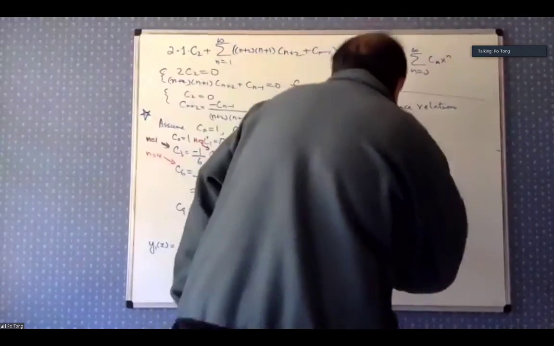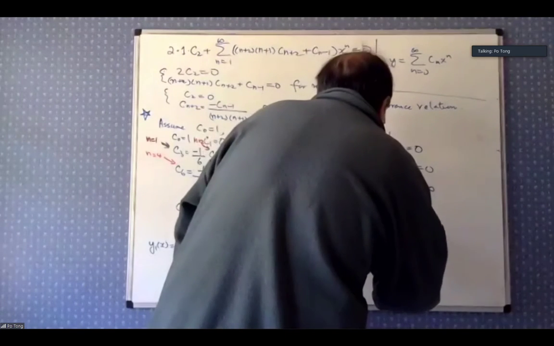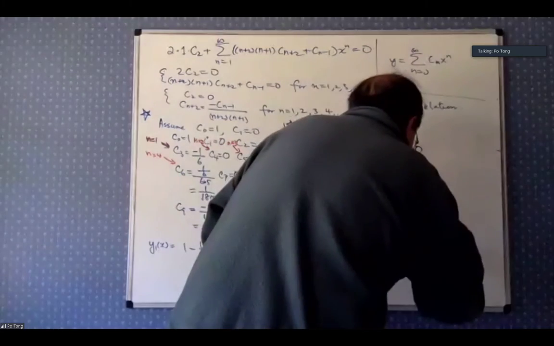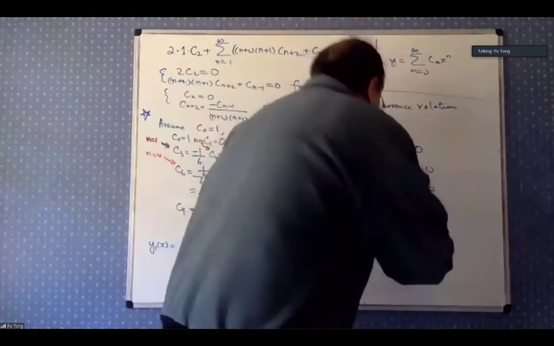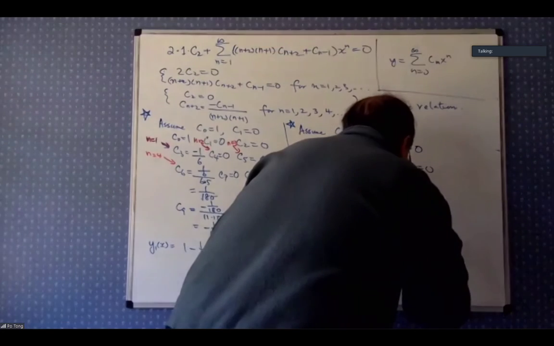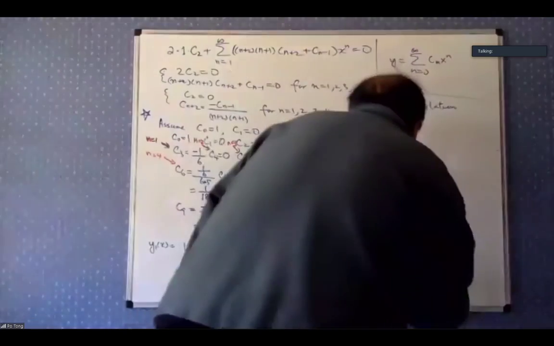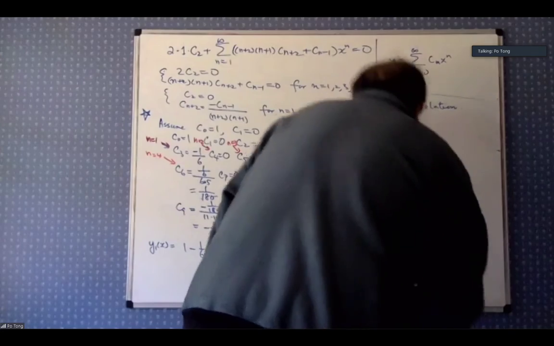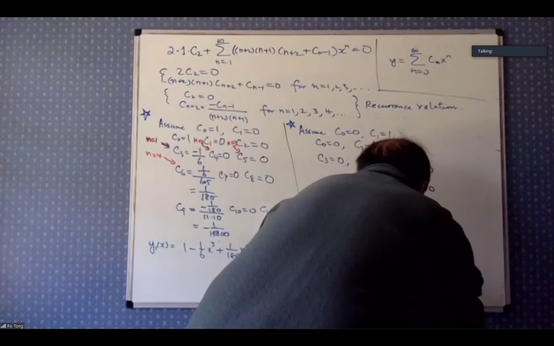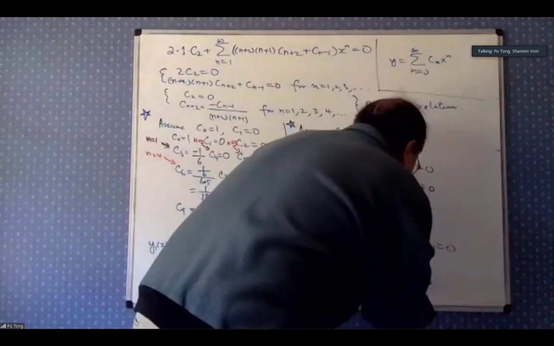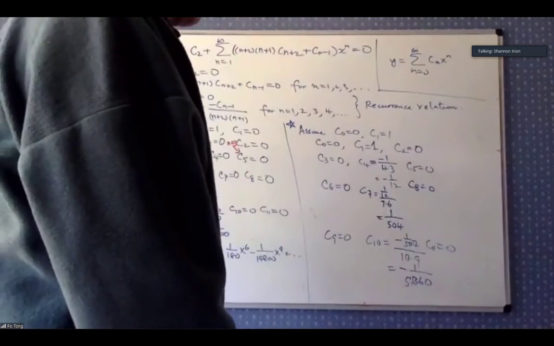We can do one more, I guess. The next one here is C9 is 0, C10, C11 is 0. What is C10? C10 will be negative, divided by 10 and 9, negative 1 over 90. Is that right, guys? 45,360 is the answer.